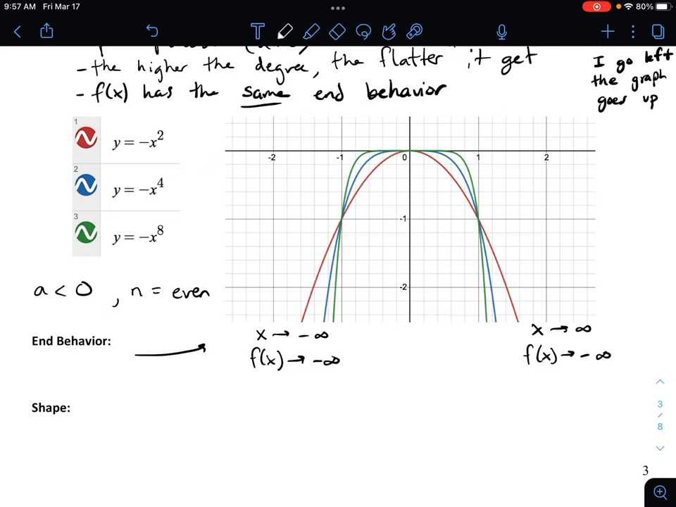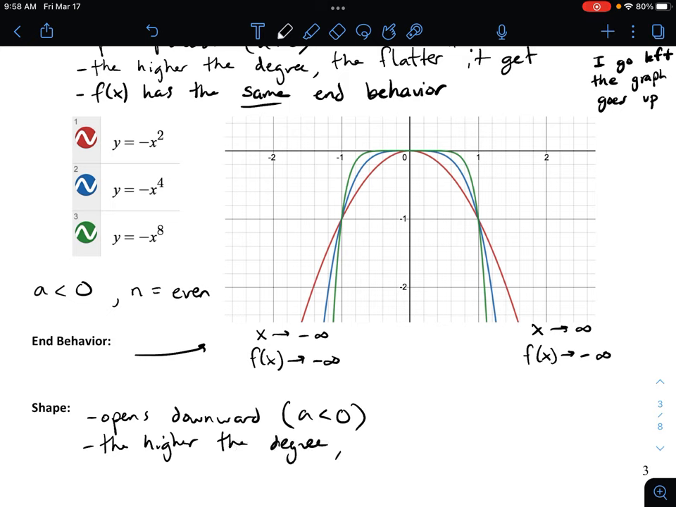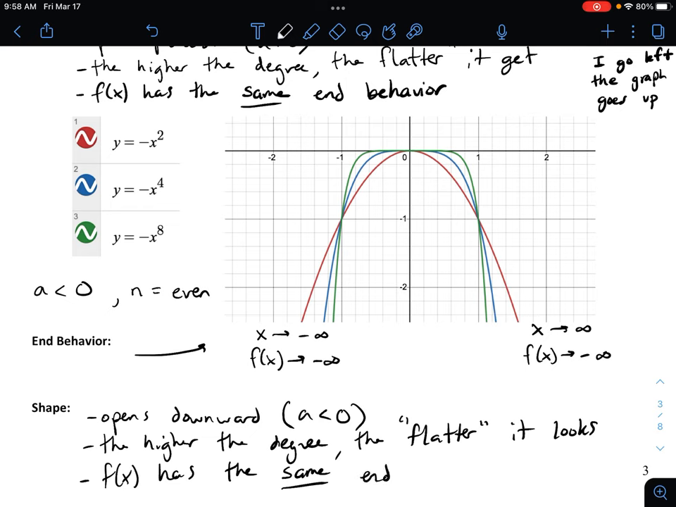All right, some things we notice about the shape. We notice it opens downward. All right, this is because a is negative, a is less than 0. All right, we also know that, again, the higher the degree, the flatter it appears. All right, and then again, because it's even, we should notice that f of x has the same end behavior. All right, and then on the next page, we'll talk about when n is odd.